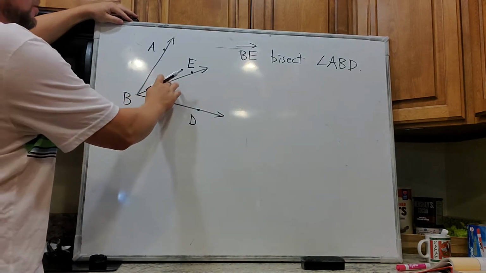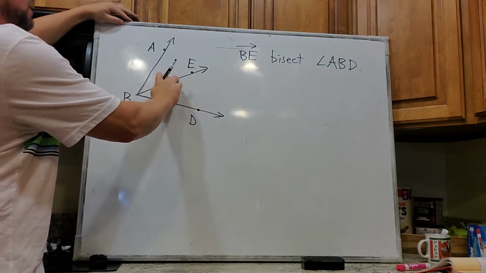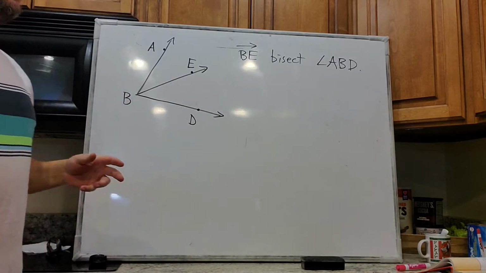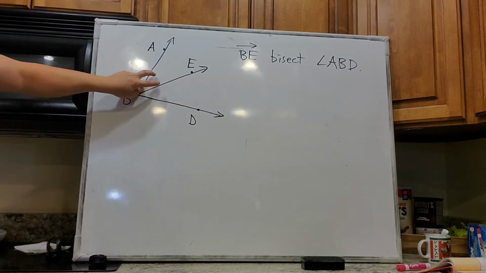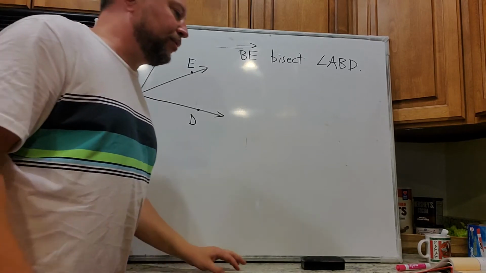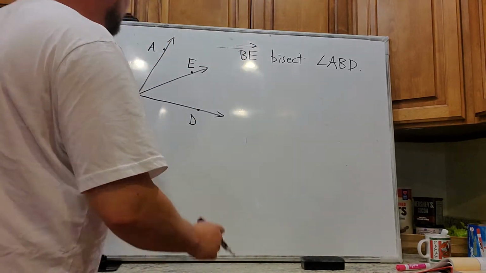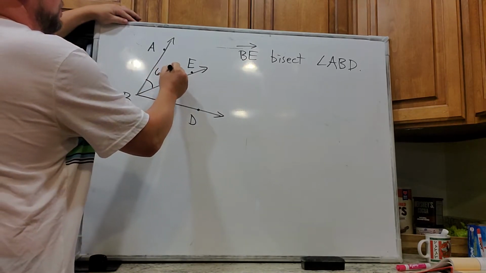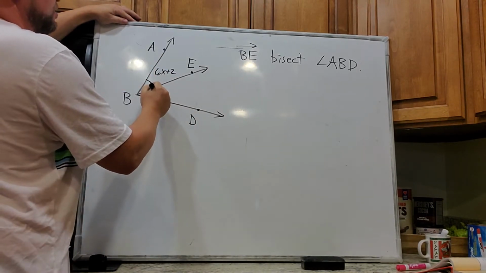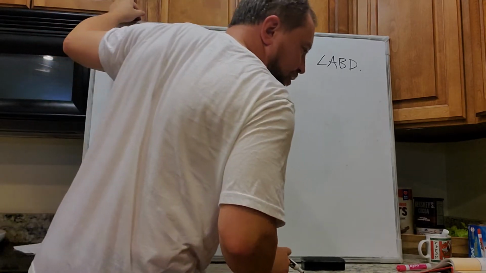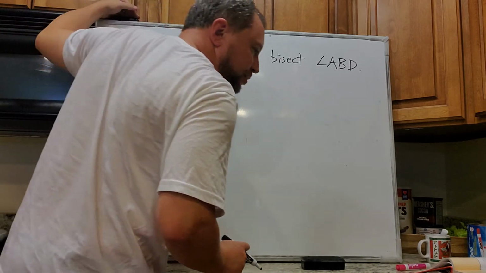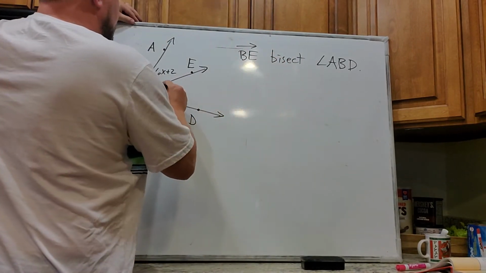Now, when it comes to bisector problems like these, there are a couple of scenarios that might happen. They might give you each of the two individual angles. For example, they might say that this part here is 6x plus 2, and the other half down here is 8x minus 14.